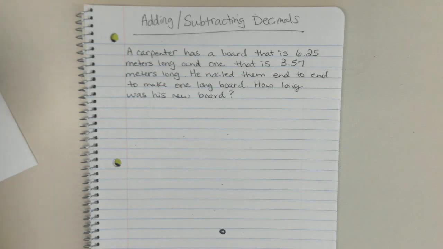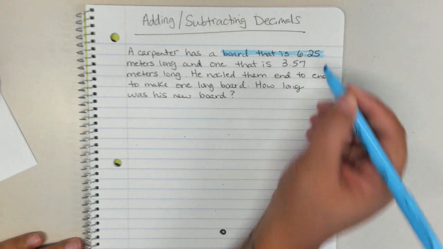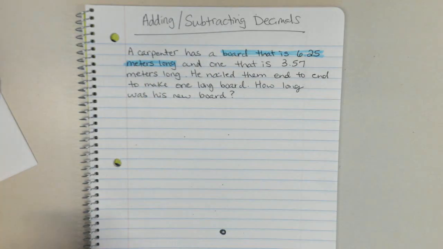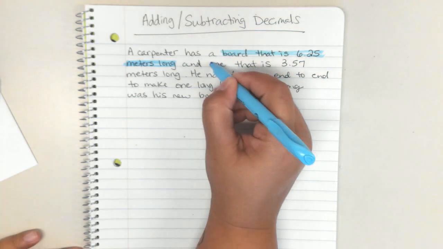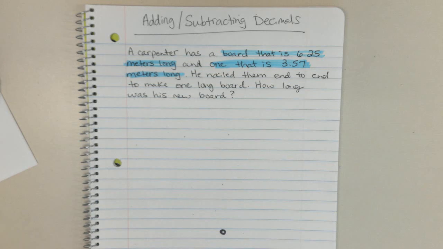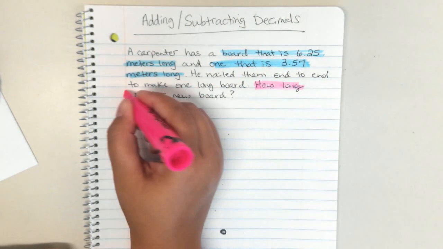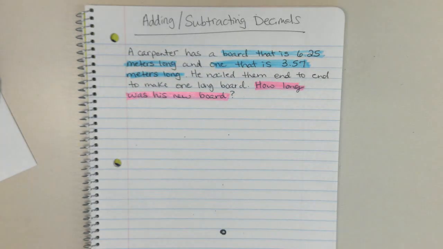So first thing I'm going to do is think about what is going on in the story problem. So I see that he has one board that is 6 and 25 hundredths meters long. He has another one that is 3 and 57/100 meters long. He nailed them together to make one long board. And then I want to find out how long was his new board. So the question that I'm trying to answer is how long was his new board.